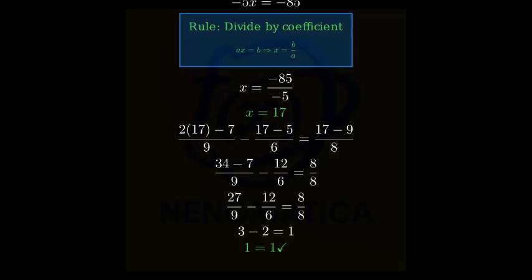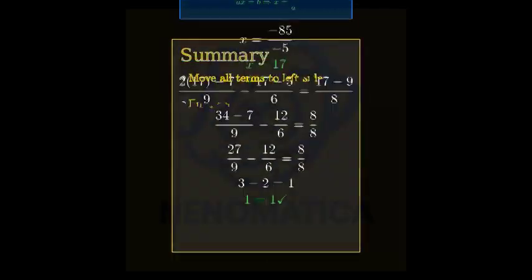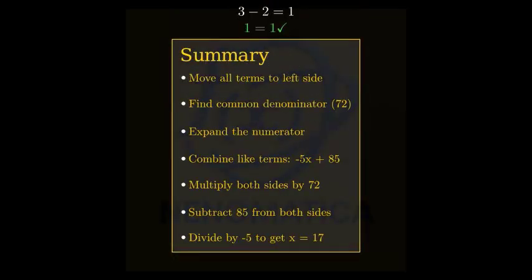To summarize, we solved this fraction equation by, first, moving all terms to the left side. Second, finding a common denominator, which was 72. Third, expanding the numerator expressions. Fourth, combining like terms to get negative 5x plus 85 over 72 equals 0.